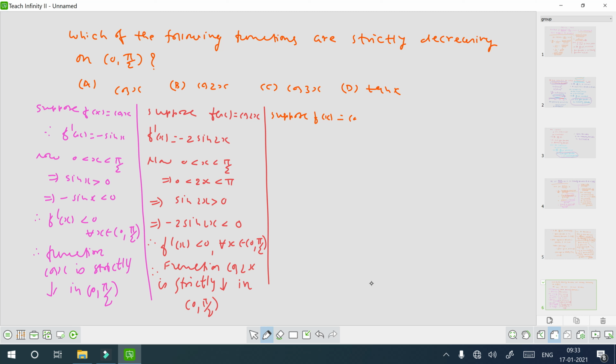Next, third part, what we want to take, suppose f of x is equal to cos 3x. So what happens? f dash x is equal to minus 3 sine 3x. Now 0 less than x less than pi by 2. So 0 less than 3x less than 3 pi by 2. So in this interval, from 0 to pi, it is not. Now 0 less than 3x less than pi, sine 3x.